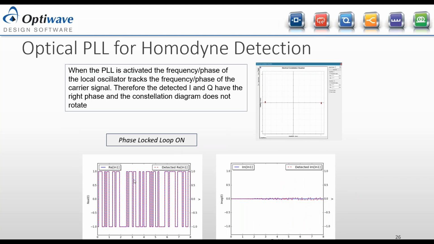And finally, when we turn the phase lock loop on, then it ensures that the local oscillator has the same frequency as the carrier signal. Therefore, we can recover our signal cleanly.